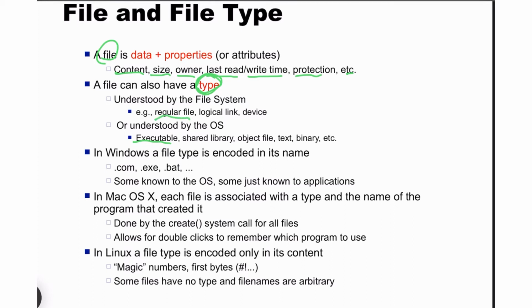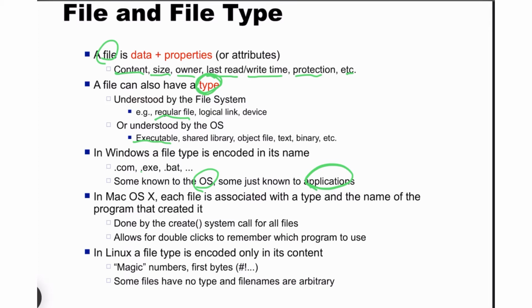But a regular file is just a raw file that will not execute, or is simply a Notepad or text file. So in Windows, the file type is encoded into its name. So, for example, in Windows, we have .com, .exe, .bat. Some are known to the OS, some just known to an application. Okay, some are known to the OS and to applications. It means that a certain file can be known to the OS, so the OS knows what the content of that file is, and the OS can open that file.